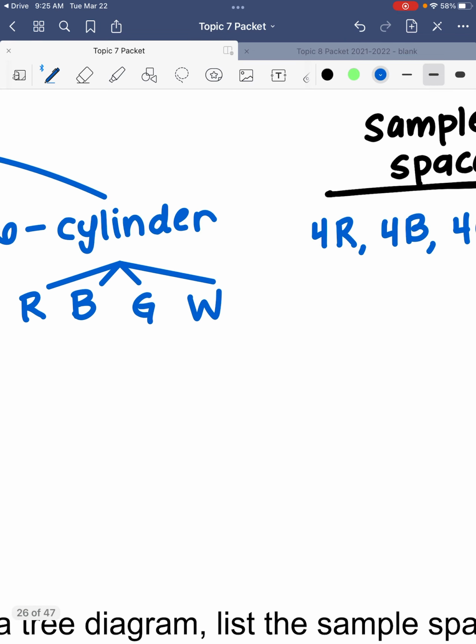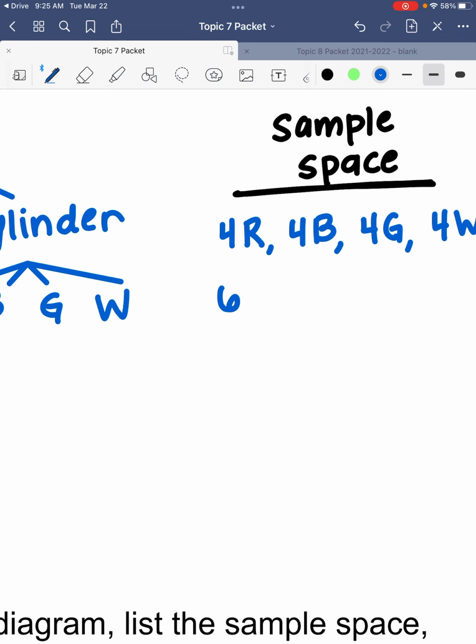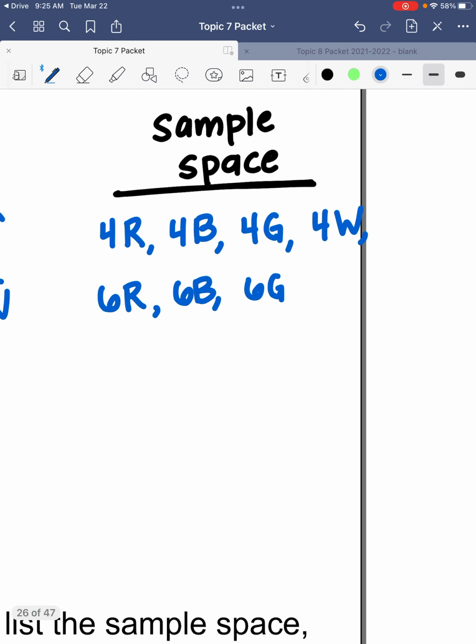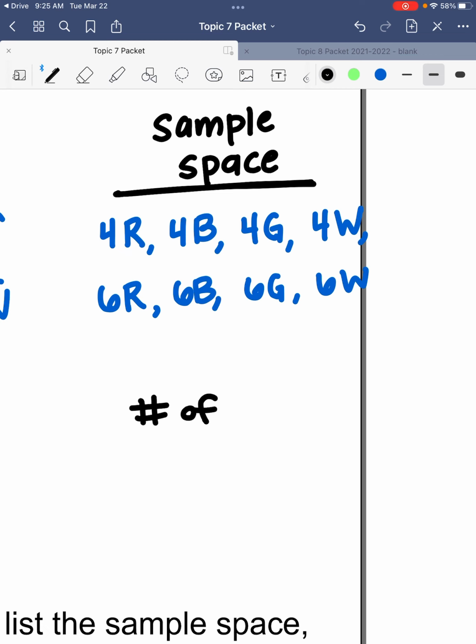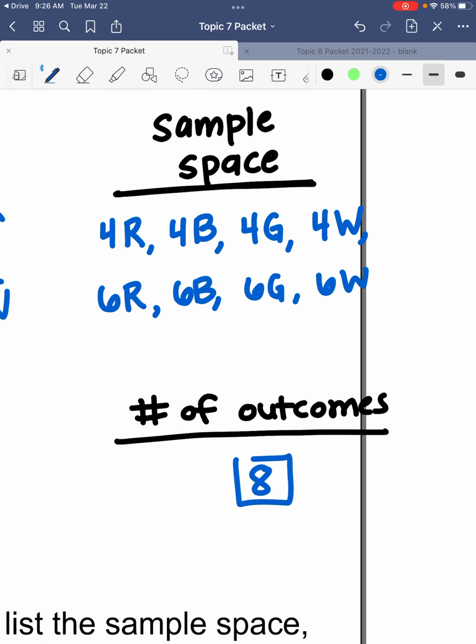So now we look at the 6-cylinder. So he could have a 6-cylinder red car, a 6-cylinder blue car, a 6-cylinder green car, or a 6-cylinder white car. So when I look at my sample space, I can see very clearly that I've got 1, 2, 3, 4, 5, 6, 7, 8 total outcomes. So the number of outcomes is 8. And we just counted everything in our sample space.